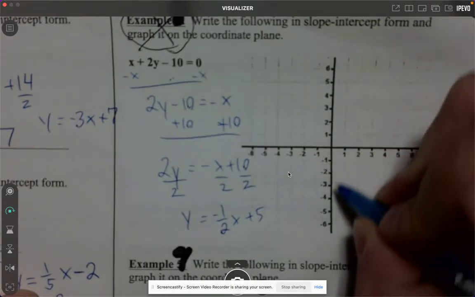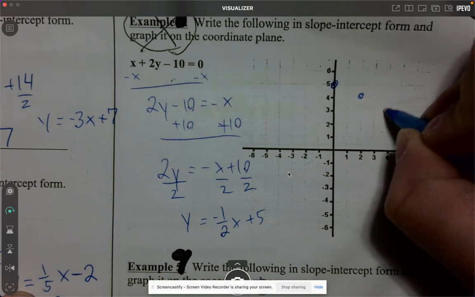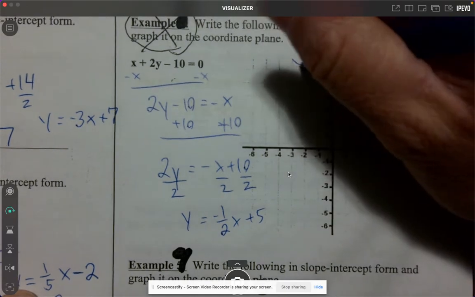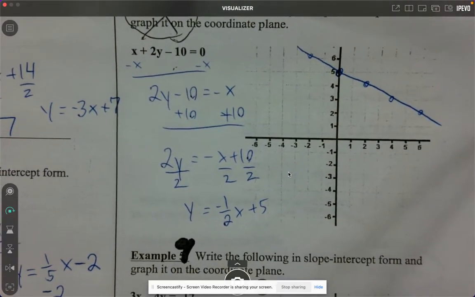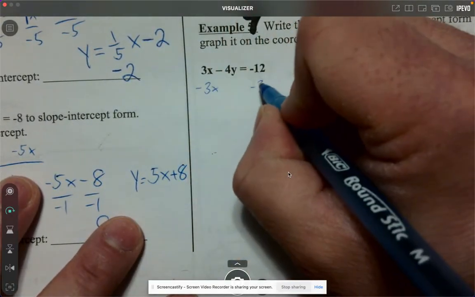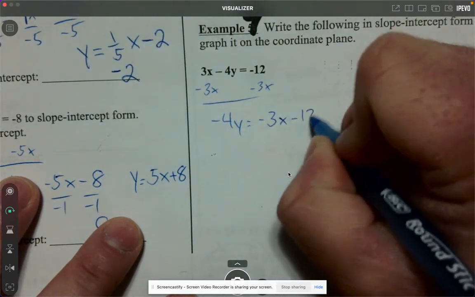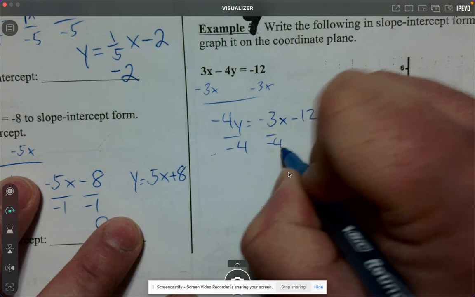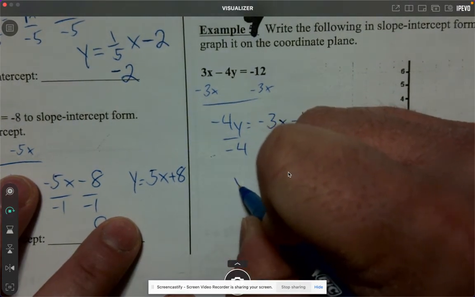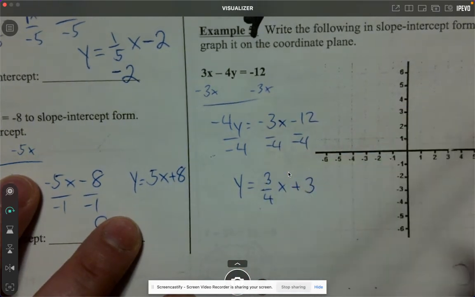And if I graph this, I would go to 5, down 1 over 2, down 1 over 2, down 1 over 2, and up 1 over 2. If I graph that. Hopefully you're able to try this one, though. So minus 3x on both sides. You should have got negative 4y equals negative 3x minus 12. Divide each side by negative 4. Everything gets divided by negative 4. And I'm left with y equals positive 3/4 x plus 3.